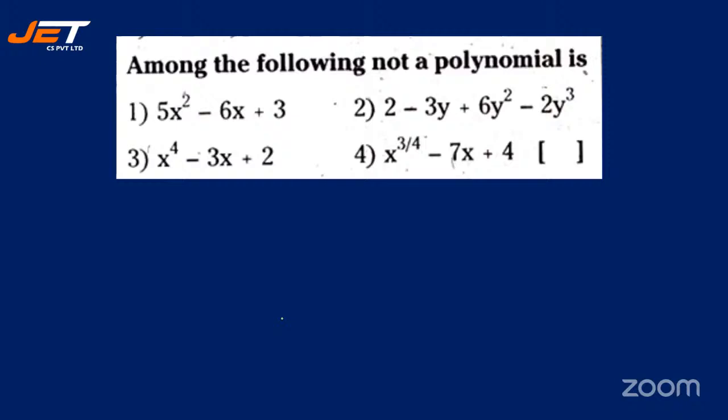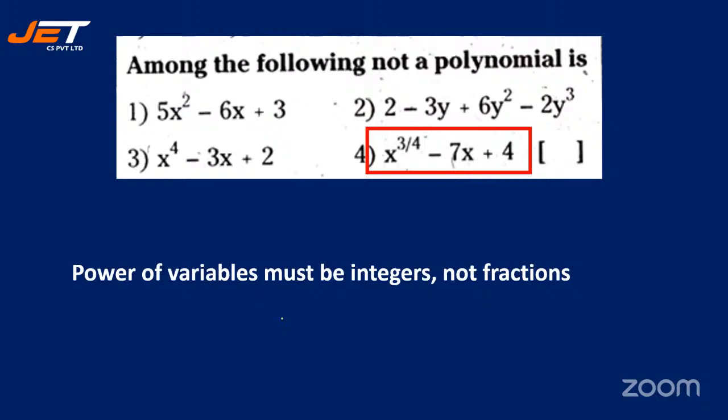See the next question. Among the following, which is not a polynomial? Okay. So it is very obvious. Let's see how many are giving the answers. I can give you one clue. Your power cannot be fraction. Okay. So now you would have understood your answer is option 4, because power of variables must be integers and not fractions. All right. So if you had opted for option 4, then your answer is right.